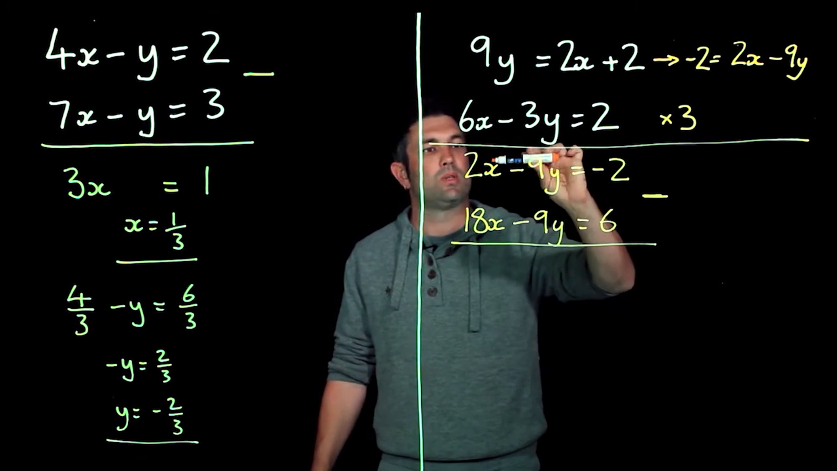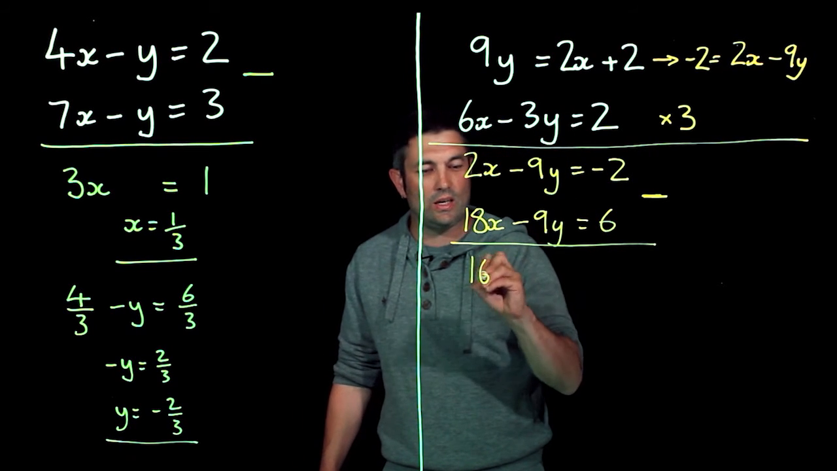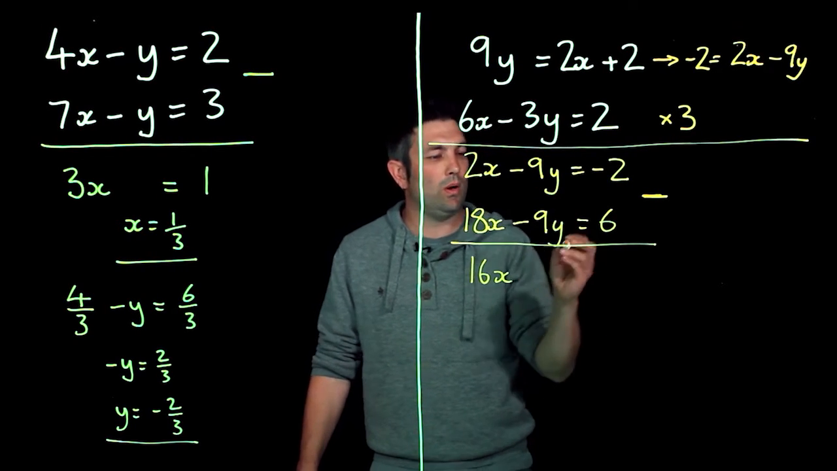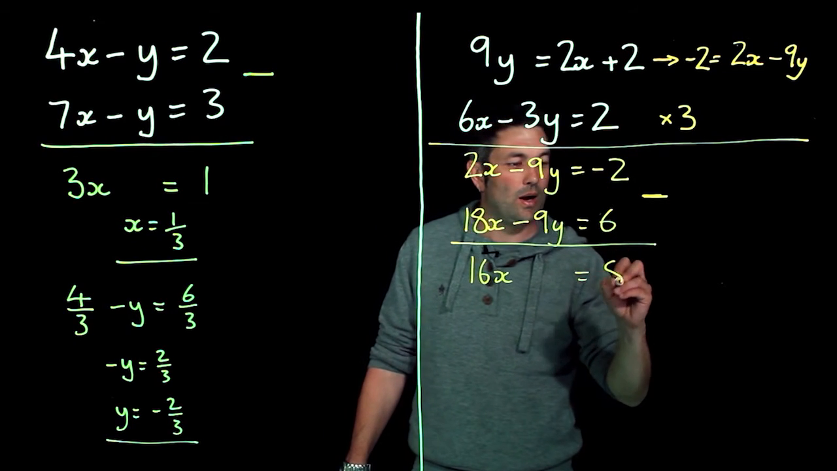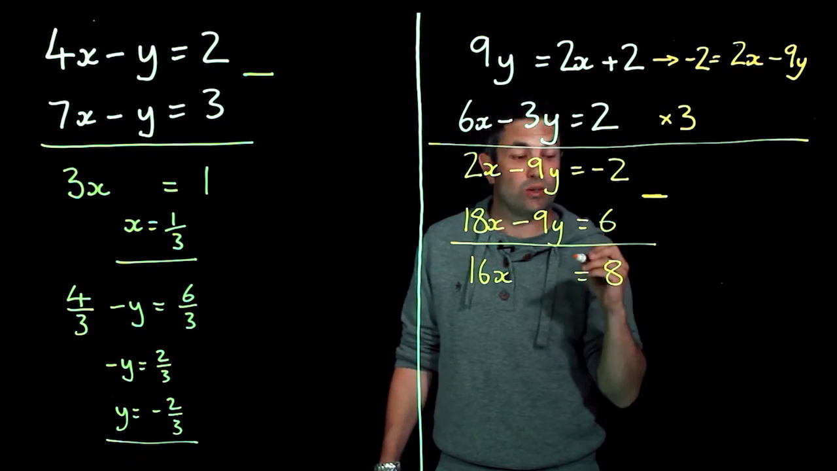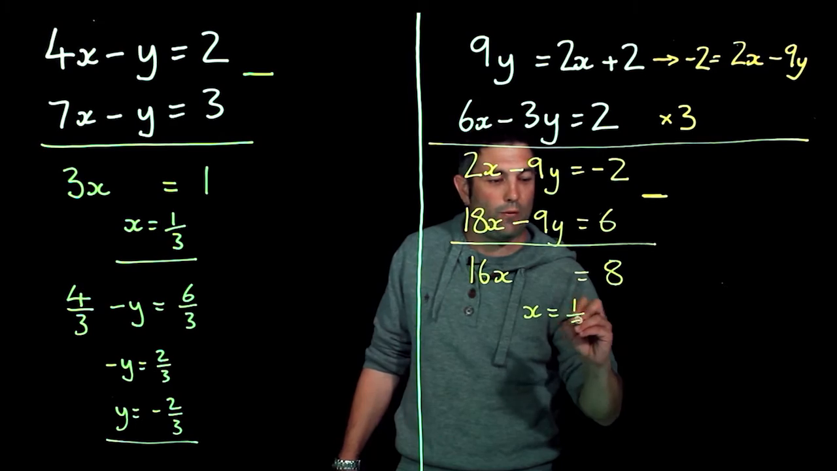Again, I'm going to do bottom take away top, so 18 minus 2 is 16 x's, negative 9y, take away negative 9y leaves me no y's, 6 take away negative 2 gives me 8, we've got 6 minus minus 2, 6 plus 2 is 8, so therefore x is got to be a half.